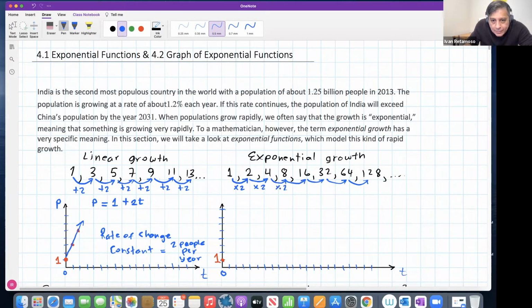And this is basically one of the main differences between linear growth and exponential growth. For linear growth, you add some constant amount. For exponential growth, you multiply by some constant amount, in this case 2, right? Now, if we graph population versus time, and we write our formula, what should be the formula?